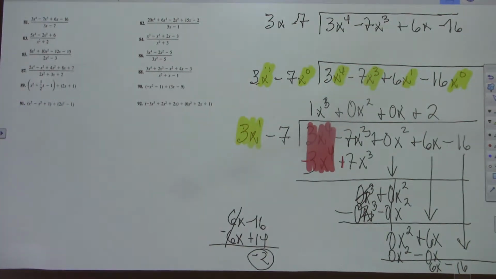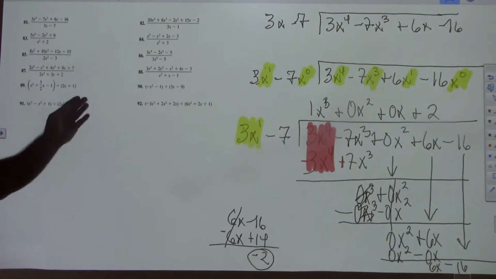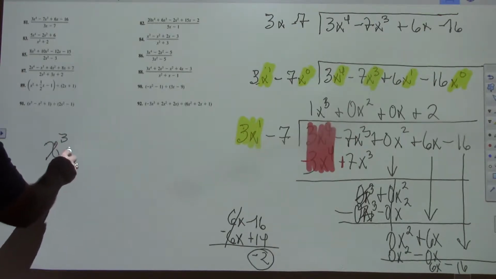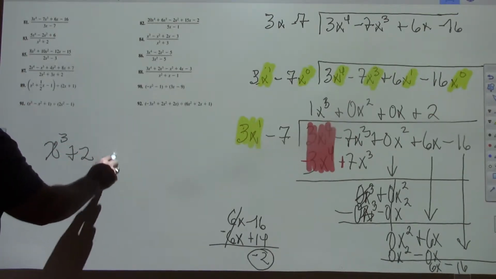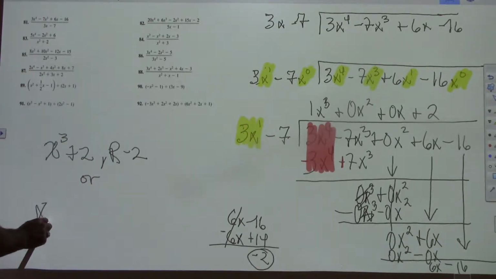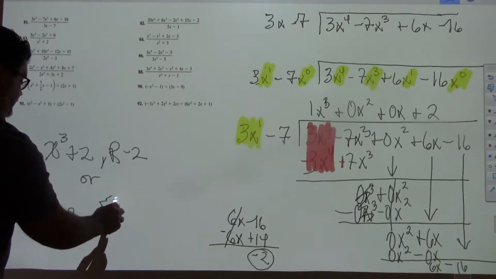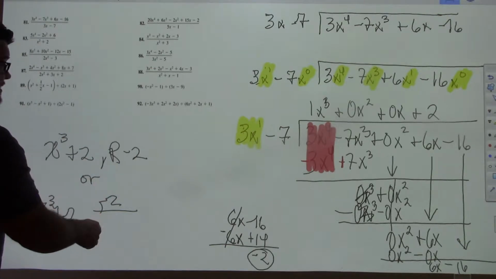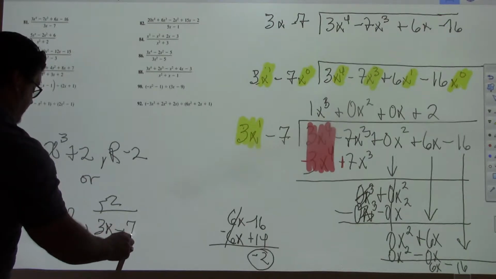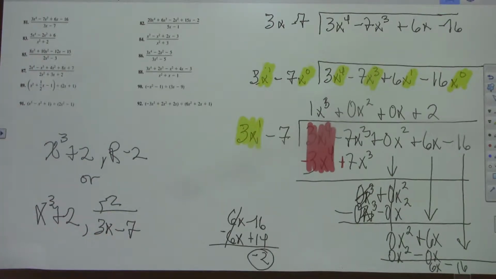So how many times will 3x minus 7 go into all of that? It'll go in x to the third plus 2 with a remainder of negative 2, or x to the third plus 2 with negative 2 over 3x minus 7. Those are the 2 possible answers for that division problem.